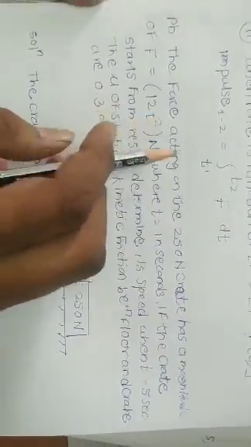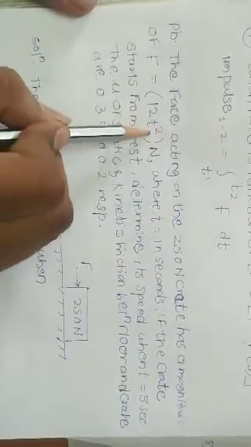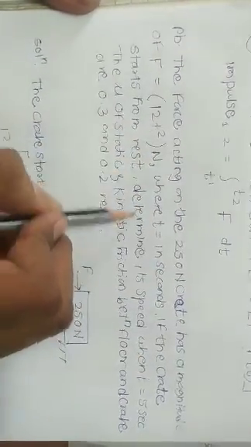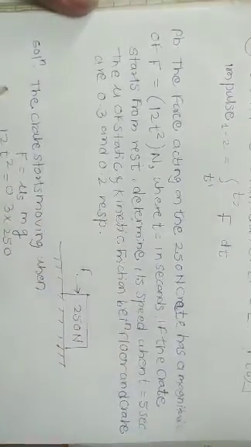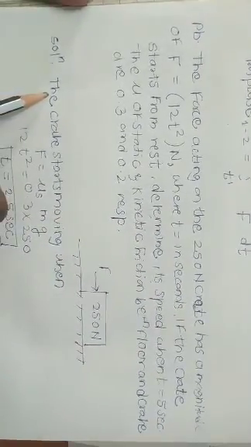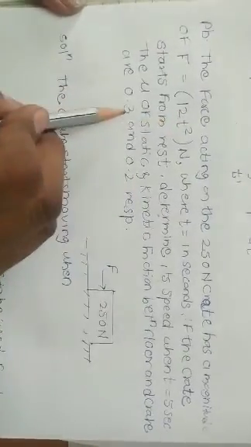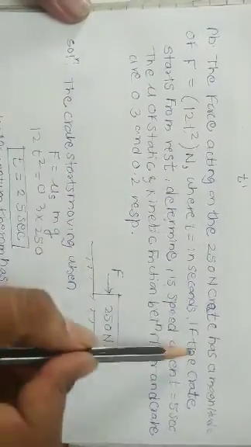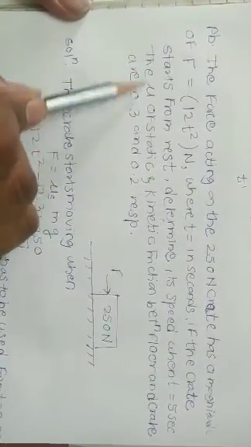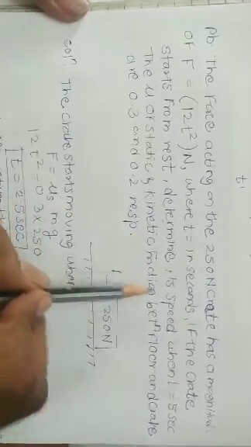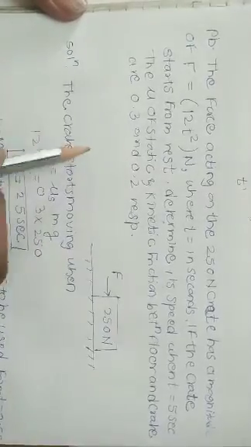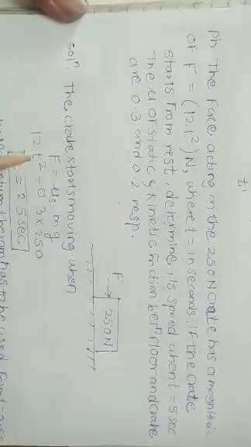The force acting on a 250 Newton crate has a magnitude of F equal to 12 T square Newton, where T is in seconds. If the crate starts from rest, determine the speed when T is equal to 5 seconds. So the crate is given, the magnitude of force is given as 12 T square, and they ask the velocity at 5 seconds. Initially the crate was at rest. The coefficients of static and kinetic friction between the floor and the crate are given as 0.3 and 0.2. So mu s is 0.3 and mu k is 0.2.